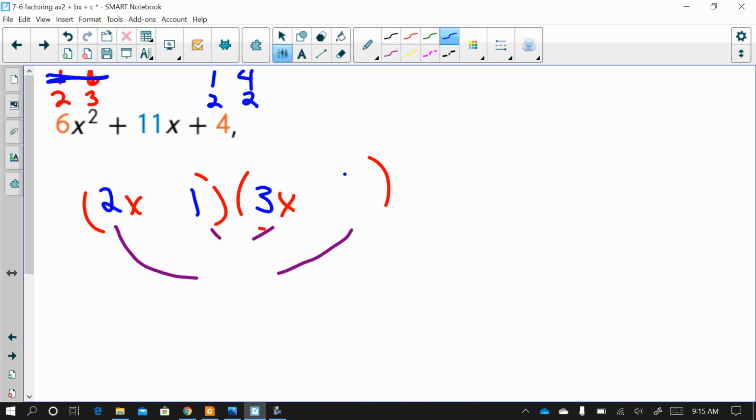The 1 here, 4 here. Okay, if I do my insides and my outsides, outsides I get 8x. Insides I get 3x. Do 8 and 3 give you 11? Absolutely. So we have the right combination.